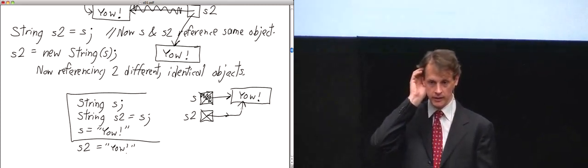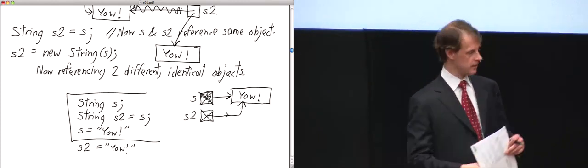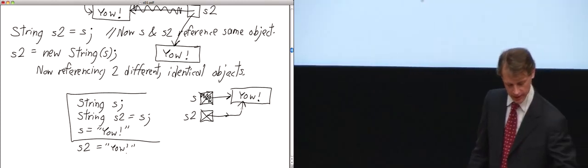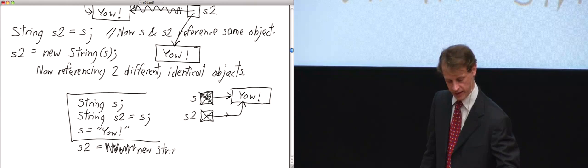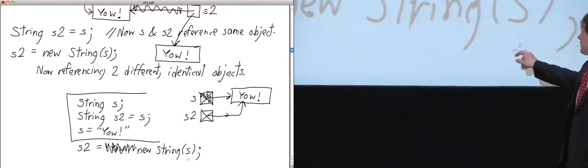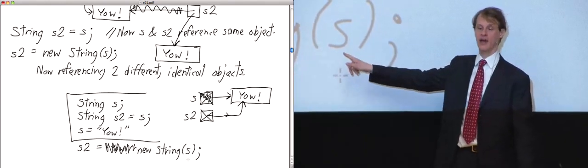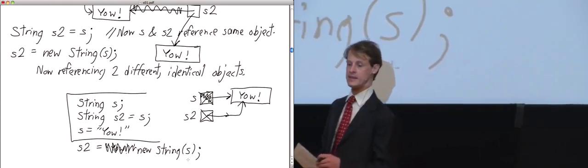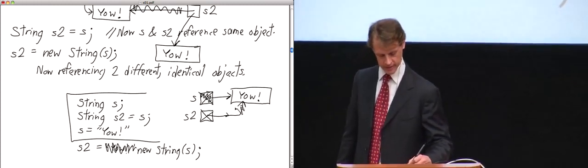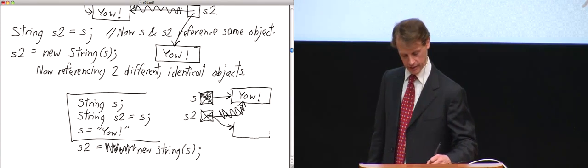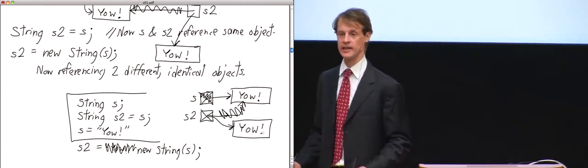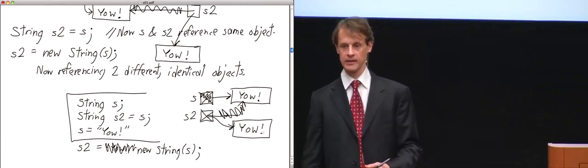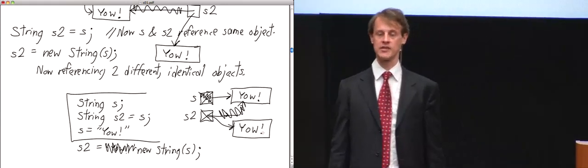Pardon me? So if you do new string S, this forces Java to make a new object. So this constructor forces Java to make a copy of this string that's distinct from the original object. And so it does not allow Java to optimize memory by secretly reusing the same object twice. This is a way to force Java to make a new copy of the same string.